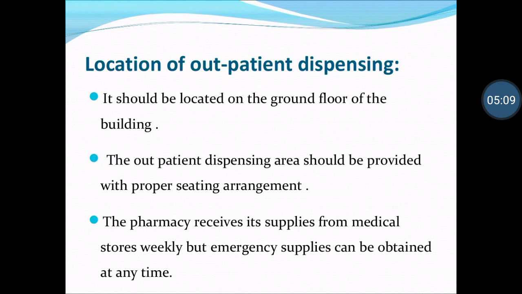Then, location of outpatient dispensing: what should the location be? It should be located on the ground floor of the building, near the entrance of the building. The outpatient dispensing area should be provided with proper sitting arrangement, because they are ambulatory patients. The pharmacy receives its supplies from the medical stores weekly, but emergency supply can be obtained at any time. So an ambulatory patient or outpatient should take the medicine weekly, and in emergency cases, anytime.